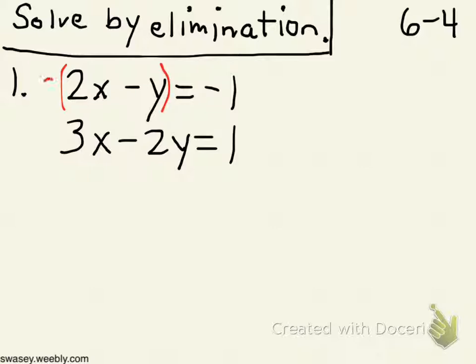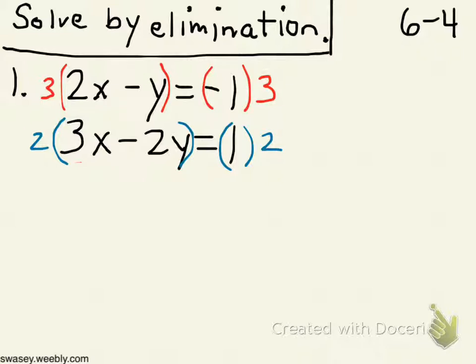Now what we're going to do is make it so that the x's are eliminated. So we're going to multiply the top by 3. Now that's coming from the fact that this coefficient in the second equation is 3. So we're going to multiply the top one by 3, and then we'll multiply the bottom one by 2. Now one thing we have to check to make sure is that one of them will come out to be positive and one come out to be negative.